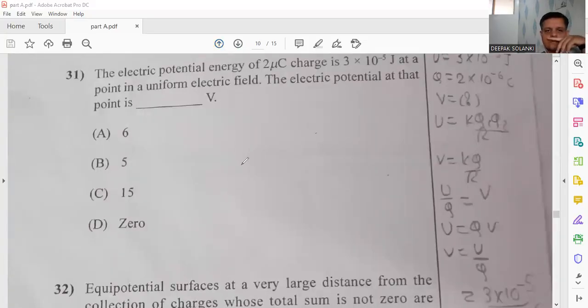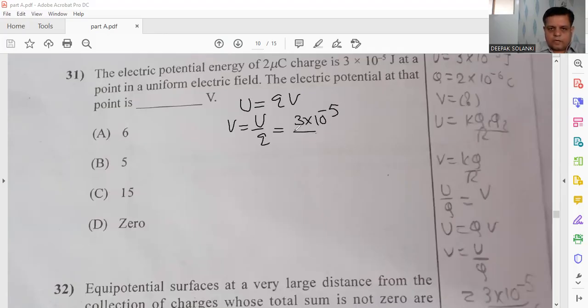The electric potential energy of a 2 microcoulomb charge is 3 into 10 to the power minus 5 joule at a point in a uniform electric field. The electric potential at the point is? Simple, U is Q into V, so V will be U/Q. Energy is given as 3 into 10 to the power minus 5, charge is 2 into 10 to the power minus 6, so you will get 15 volt. Okay.